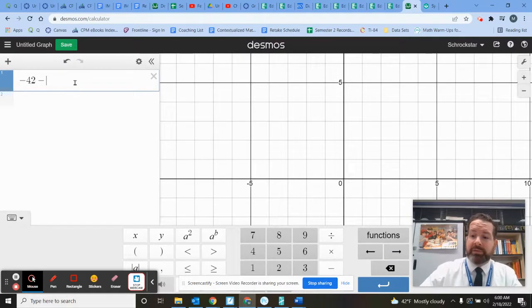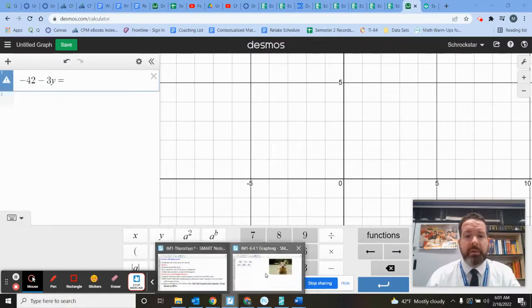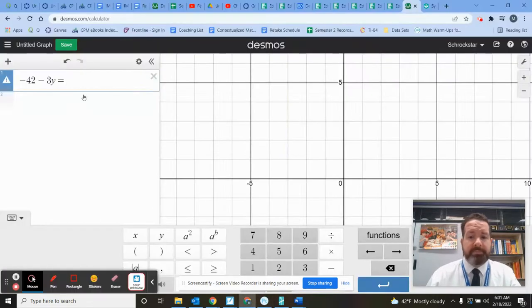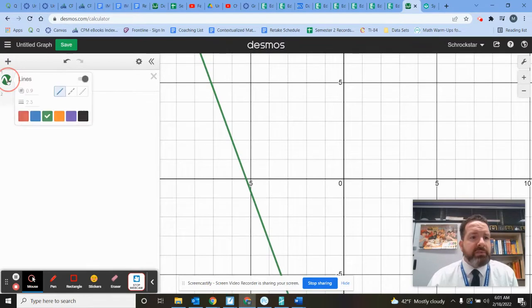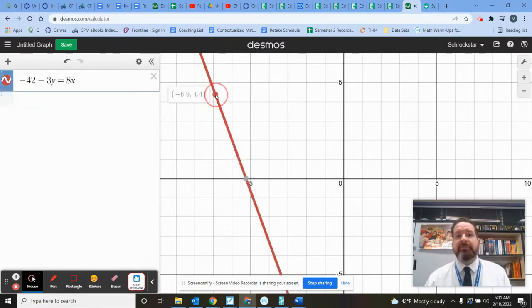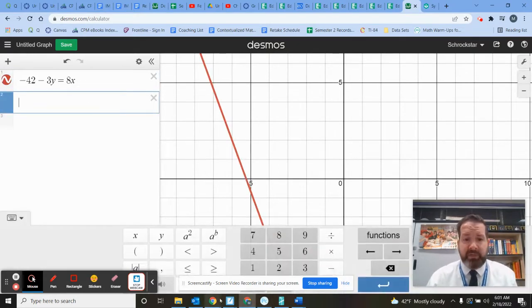So negative 42 minus 3y equals 8x. Okay, so here it is. I'm going to make it red. So every point on the red line is an ordered pair that makes this equation true. There's lots and lots and lots of them. Okay, now let's put in a second equation.